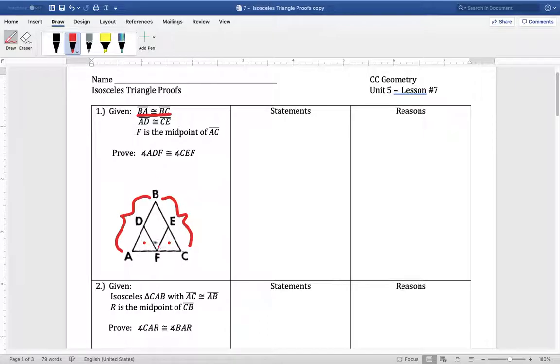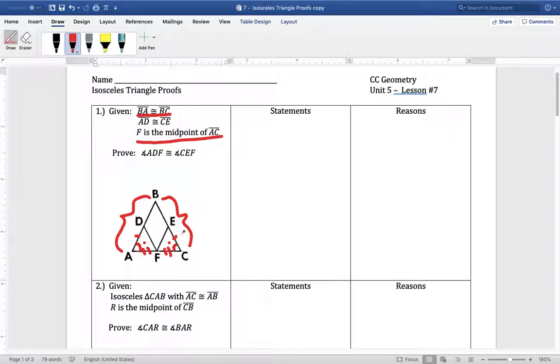Now these two long pieces aren't part of these little triangles that we are trying to get congruent here. So what we're going to do is notice that if we have these two long pieces congruent, this big triangle BAC is isosceles, which means this angle and this angle down here are congruent, because in an isosceles triangle, these two base angles are congruent as well. We also know AD is congruent to EC or CE, and they tell us that F is the midpoint of AC, which gives you these two pieces here at the bottom.